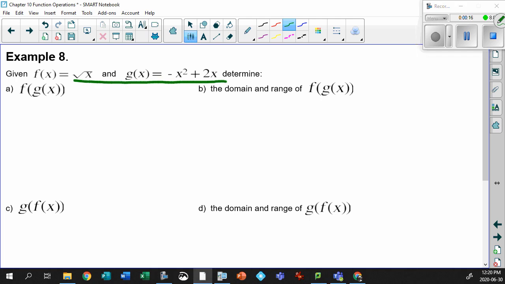Okay? Notice that this has got to be a radical function, which tells you right away the big restriction is that x cannot be less than 0. Okay? Right, so no negatives. This guy's kind of interesting as well. We'll get to that in a second.